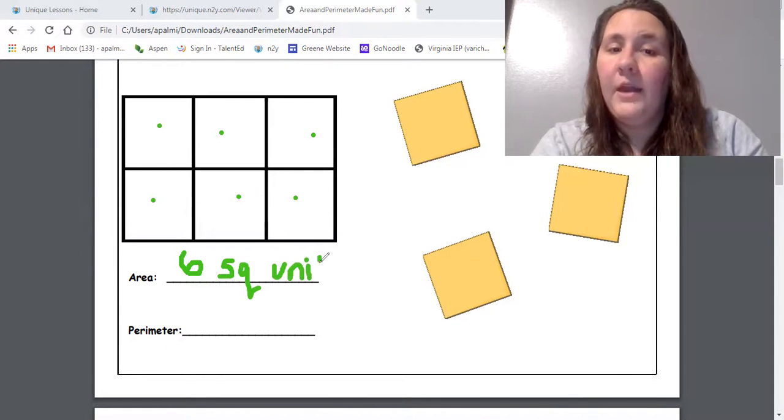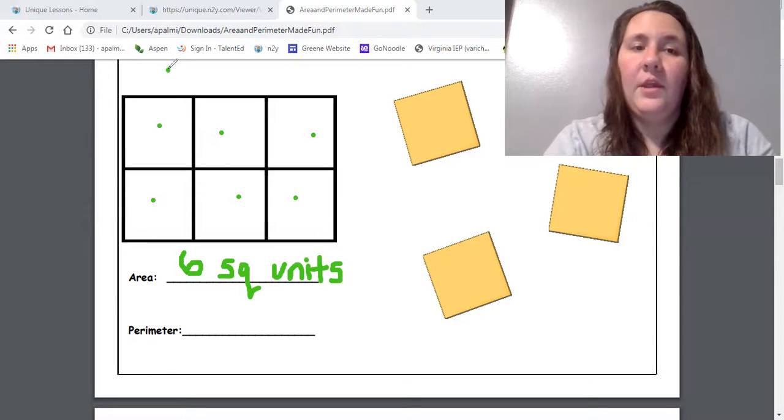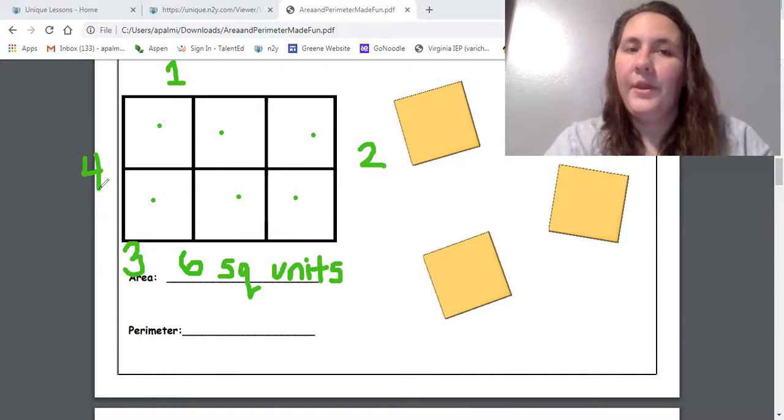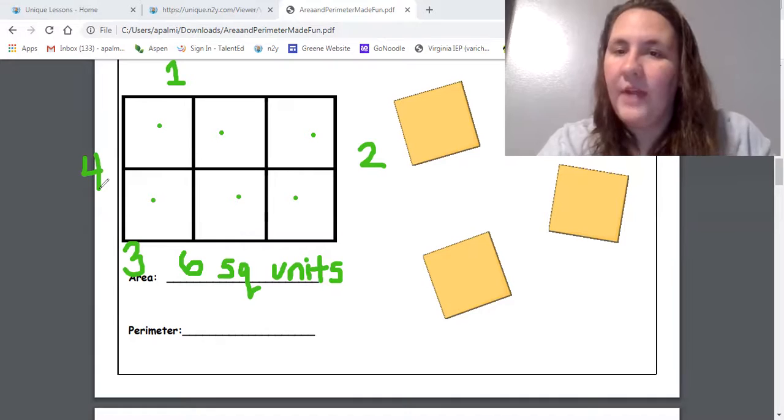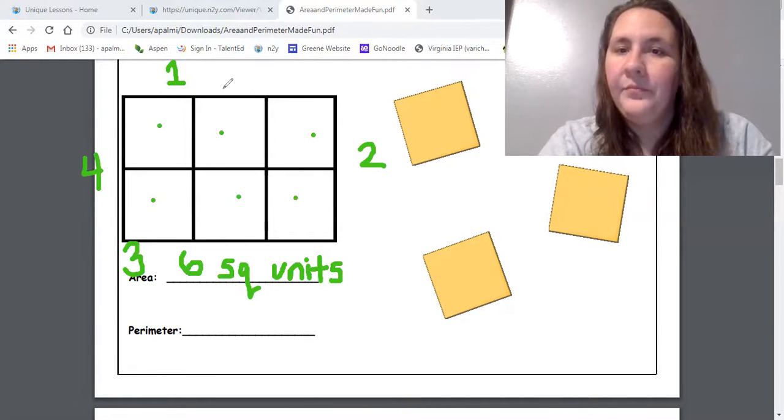Okay, so let's talk about perimeter. We're going to do both strategies. This time, we're going to do the harder strategy first, okay? So we'll say this is side 1, this is side 2, this is side 3, and this is side 4. Okay, let's start with side 1 first. How many do we have on side 1? Very good. 1, 2, and 3.